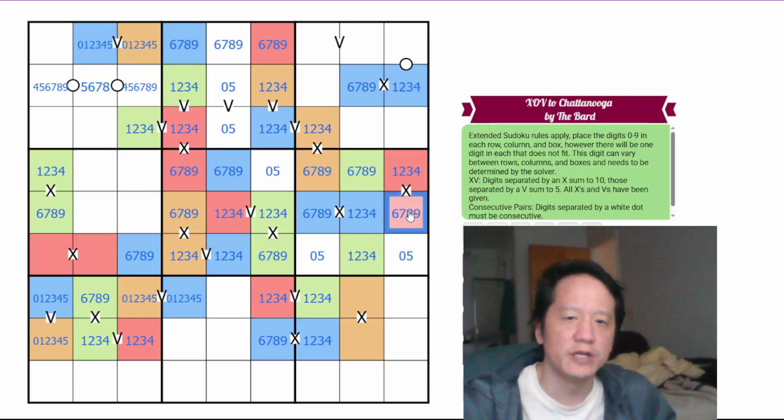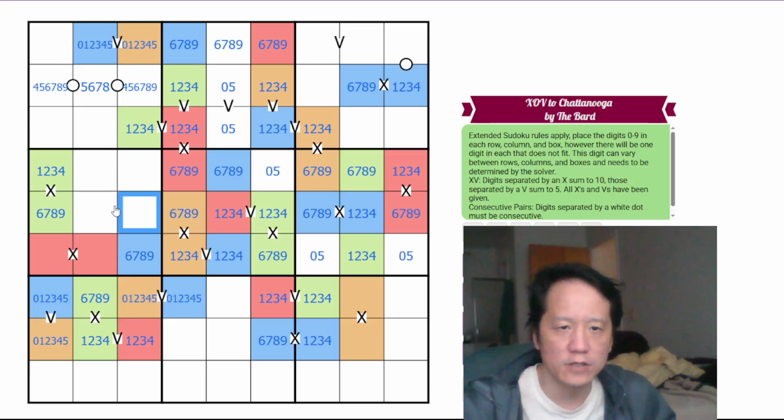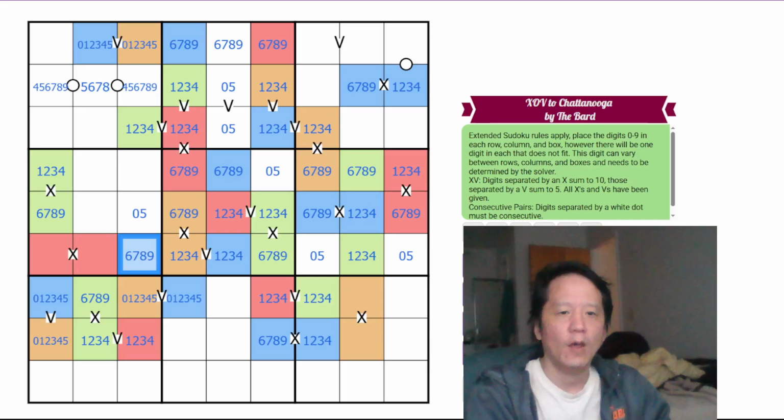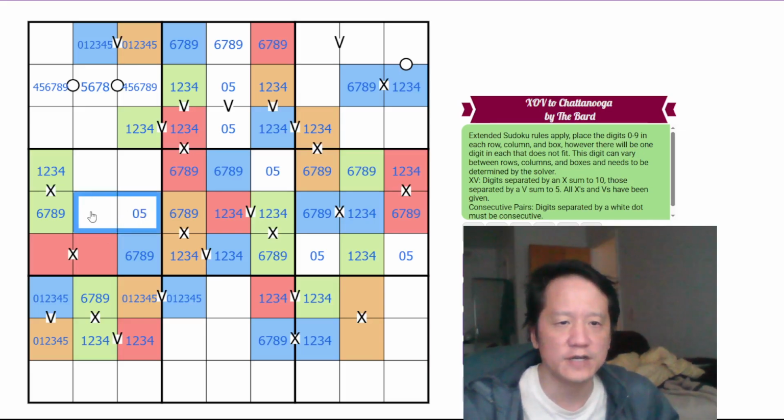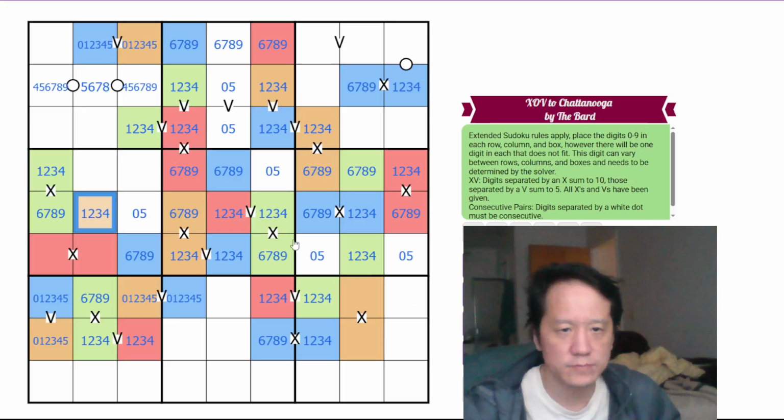The only digits remaining in row 5 are 0, 5, and low orange. But low orange can't be here because they would have to have an X next to it. So this is 0, 5. And since this is 0, 5, if this were 0, 5, there would have to be a V next to it. Therefore, this is the low orange. So we have 0, 5. One of these must be low orange. The other one is 0, 5.